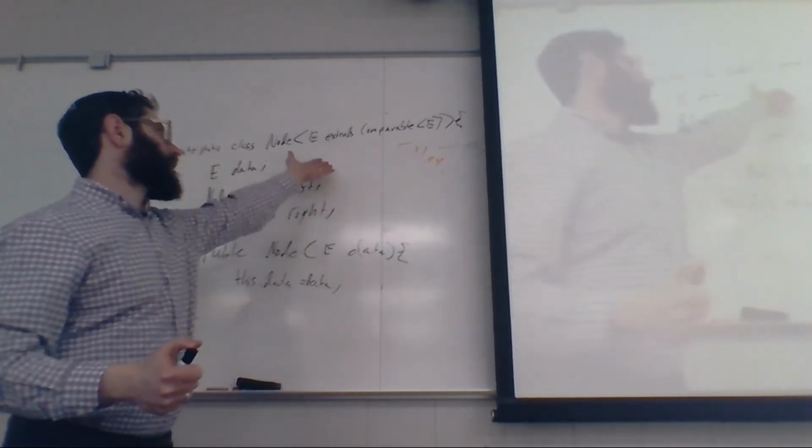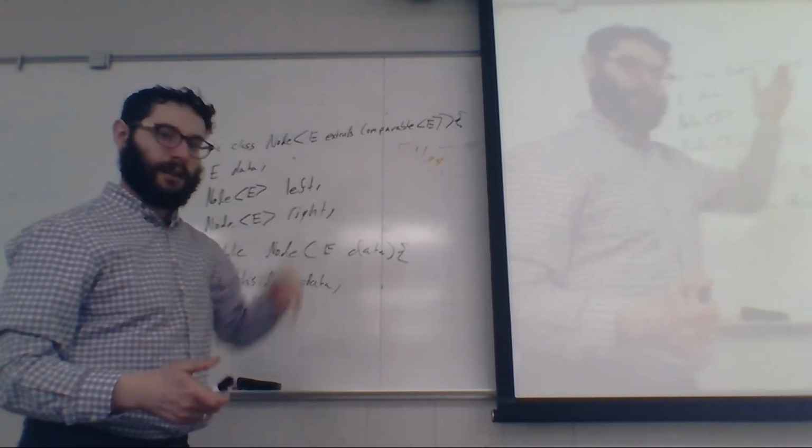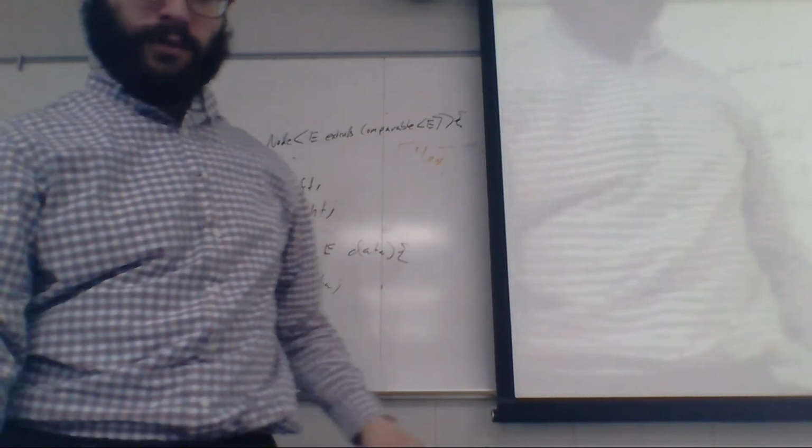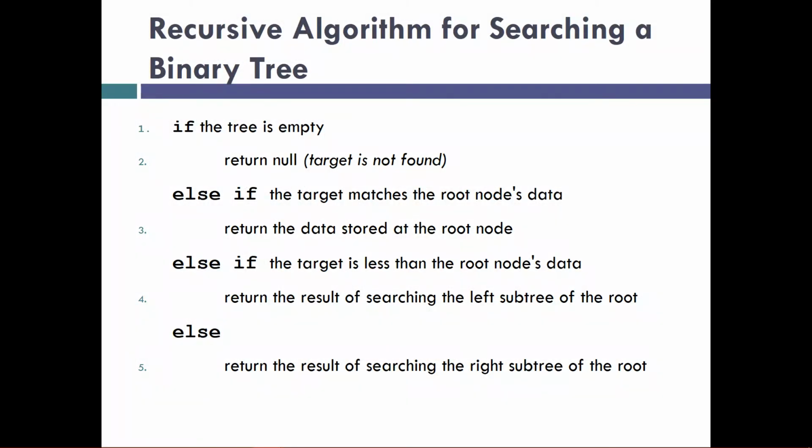And we keep it comparable because all the data in the data structure is going to be comparable. It's going to be sorted. Otherwise, it's not going to be a binary search tree. Okay.